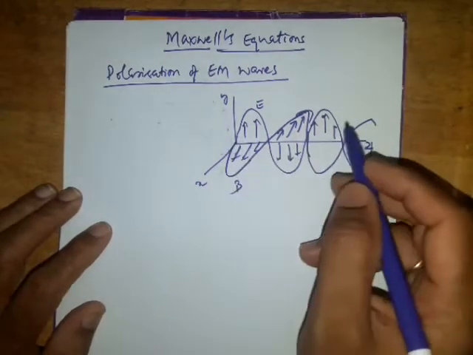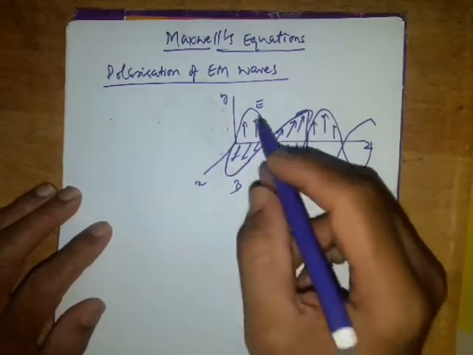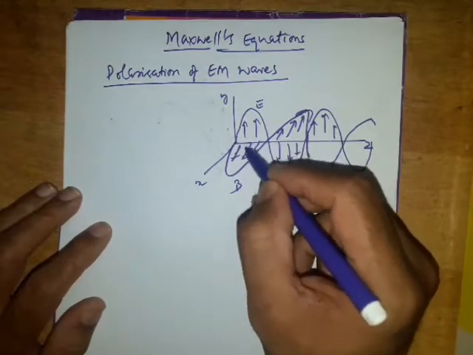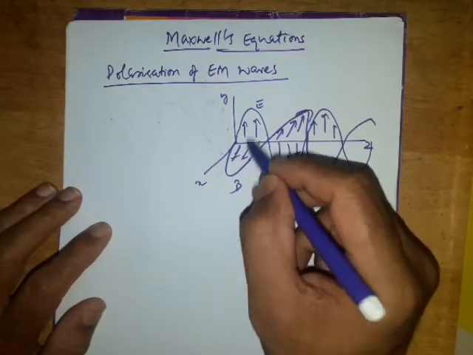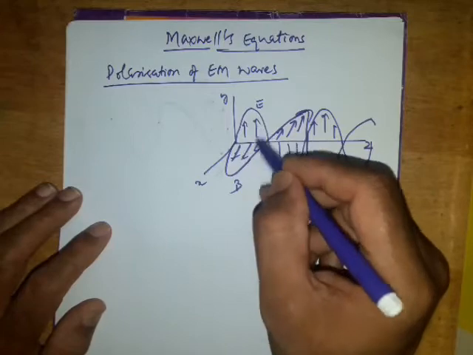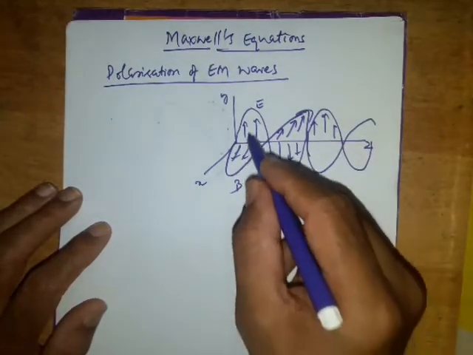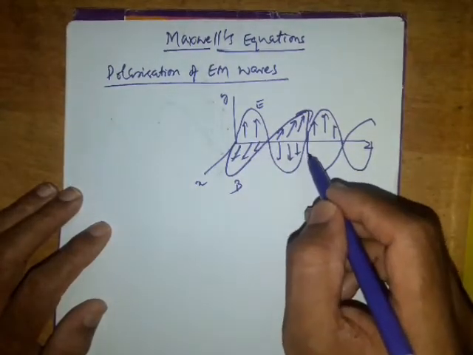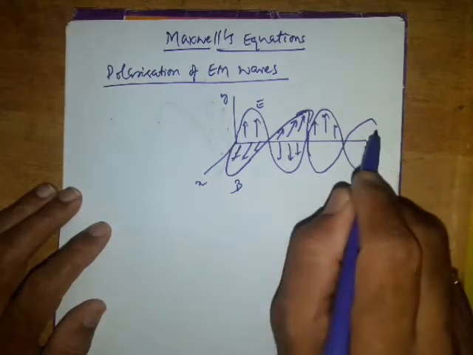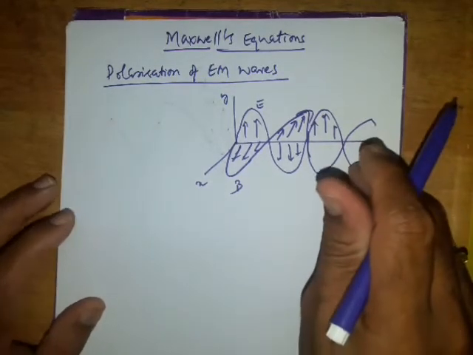So this is a transverse wave where the direction of vibration of the electric field as well as the magnetic field is perpendicular to the direction of propagation of the wave. So that's why it is called a transverse wave.